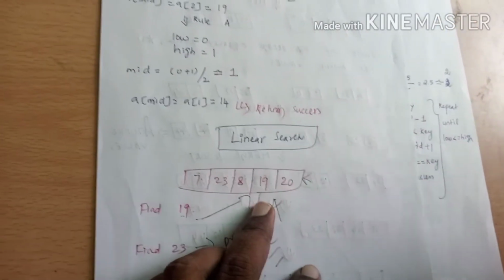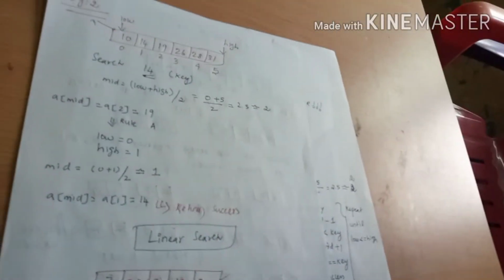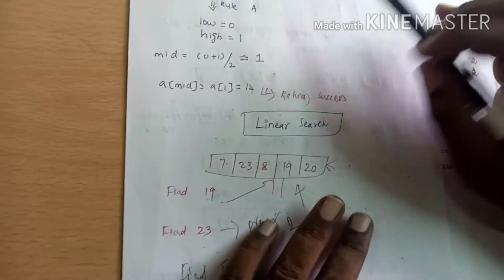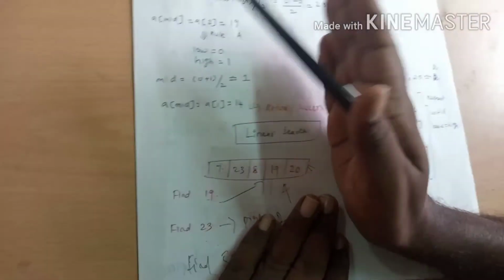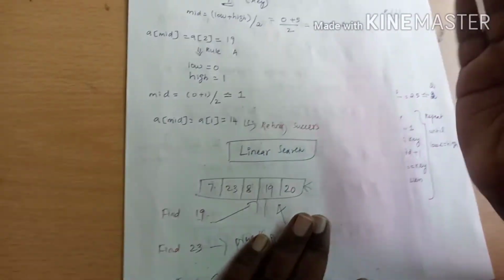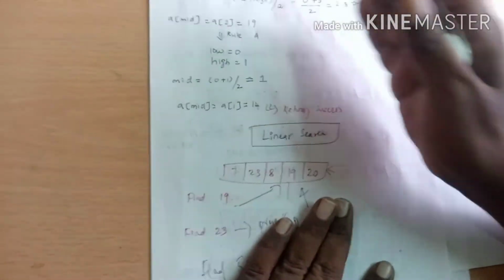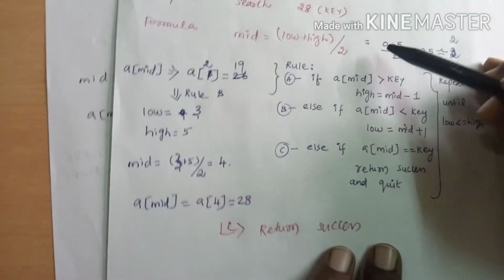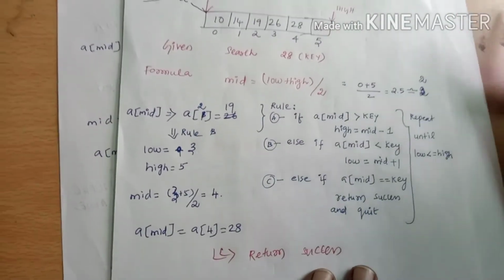Kindly remember, in case of the binary search algorithm, if at all the element is present in the list, it will always be present in the mid only. And we will be adjusting either the low or high based on the comparison of A of mid and the key. So these are the 3 important rules with respect to binary search. Kindly note it down.